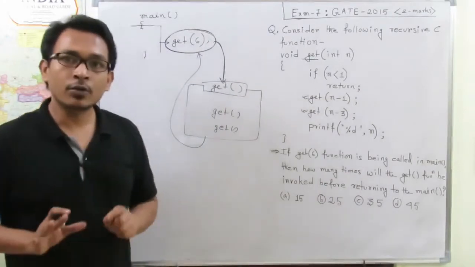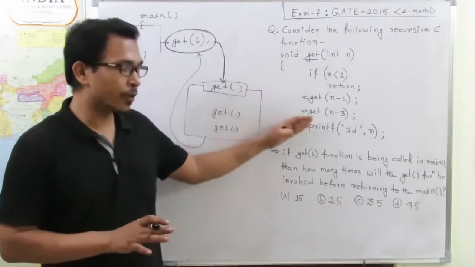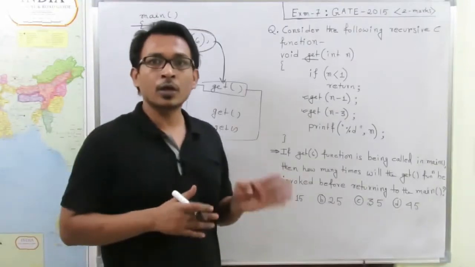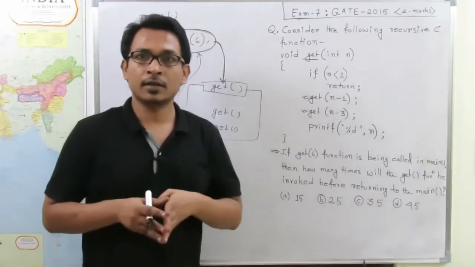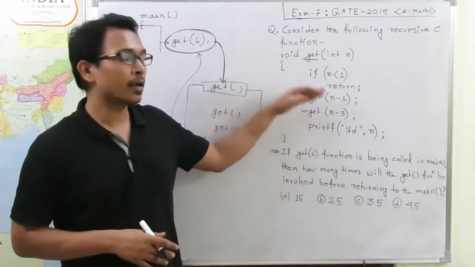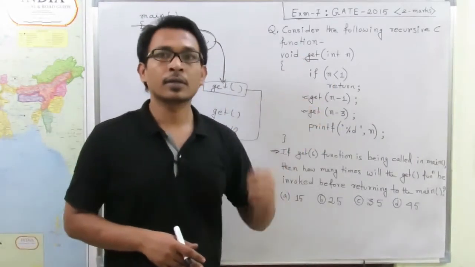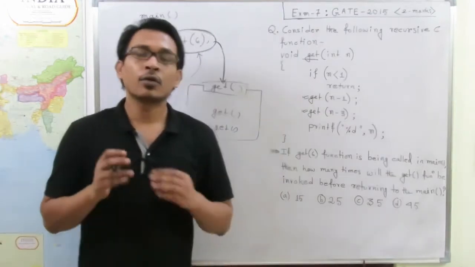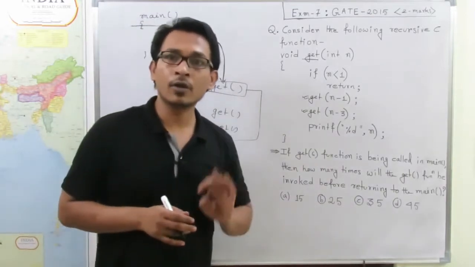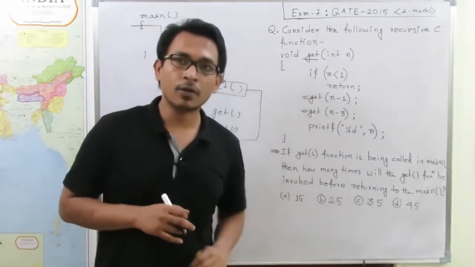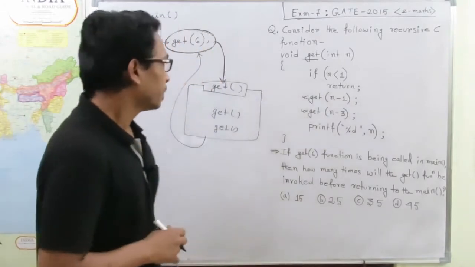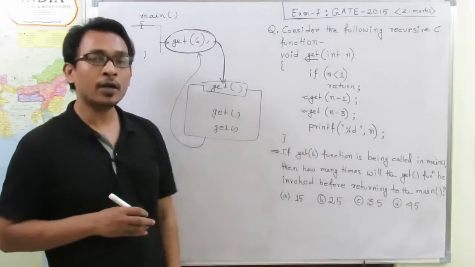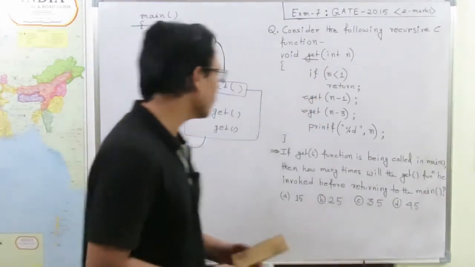Now we don't need to execute the program to see what output it will produce. We just need to concentrate on how many times it will call the get function. That is what we will focus on in this particular case. We will not focus on the other part of the program. Now hope you understood what they want to know in this particular problem. So let's start.